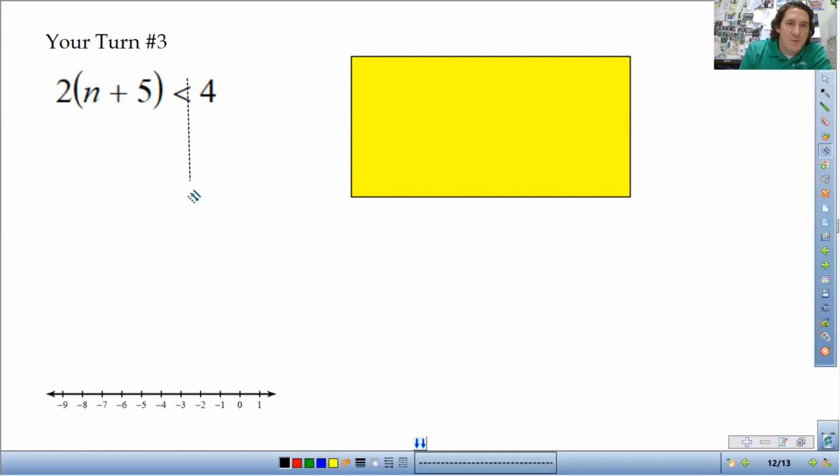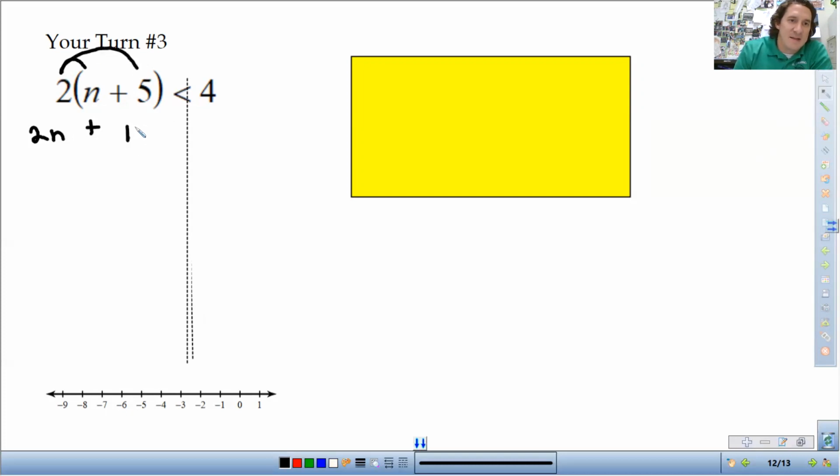First thing I'm going to do is put in the line of separation. So all this one I need to distribute. So 2 times n is 2n, bring down the plus, and then 2 times 5 is 10. I do not need to flip the inequality. You only flip when you are multiplying or dividing both sides by a negative. I distributed, no flipping. Then I'm going to subtract 10 from both sides.